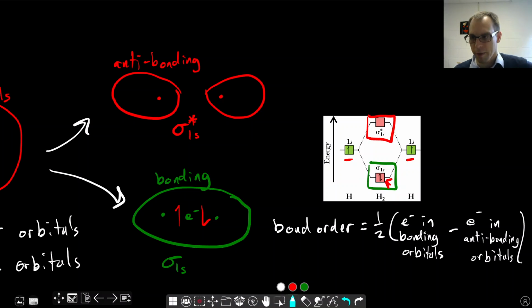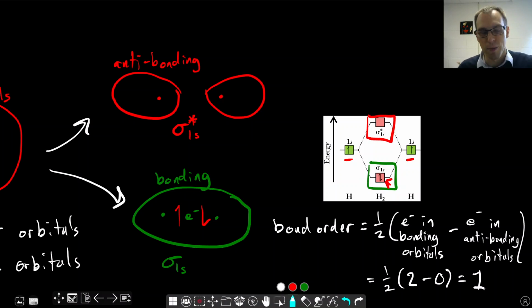All right, so if we do that for hydrogen, we get 1/2 times 2 electrons in bonding orbitals minus 0 electrons in anti-bonding orbitals, which gives us a bond order of 1. Or, another way of saying it, we get a single bond, just like we predict with our Lewis dot structure and with valence bond theory. We would predict the same thing, and that it's a sigma bond. So this agrees with the models that we have previously.